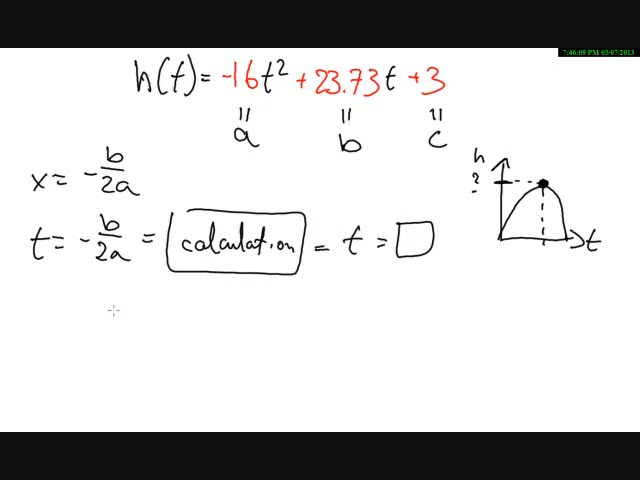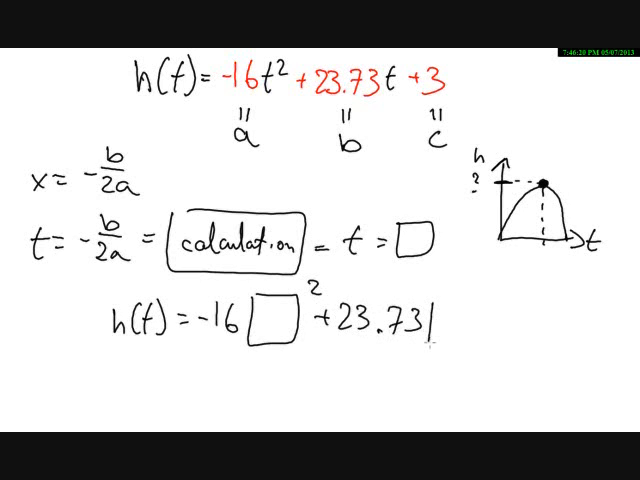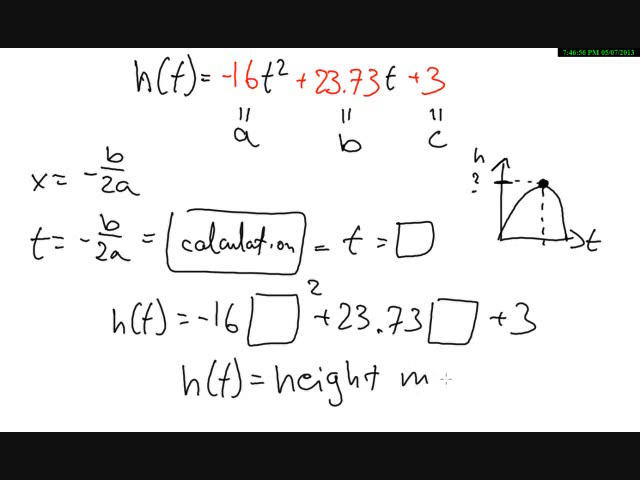So what you will have is h of t equals negative 16, input whatever your t came out to be, squared, plus 23.73 times whatever t is equal to, plus 3. You will be able to find the highest point, in other words, the maximum height that your grenade was in the air. That's the maximum, and that's how you find it.